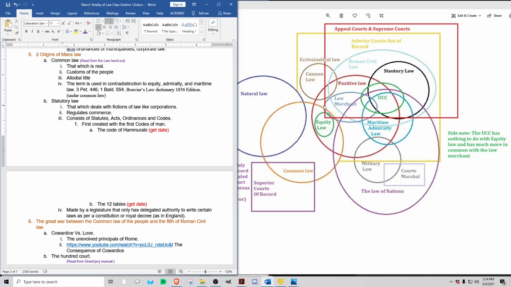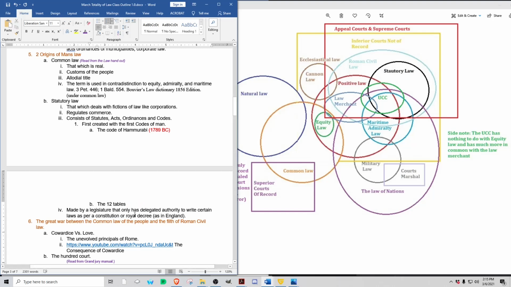Statutory law is that which deals with fictions, like corporations, regulates commerce, and consists of statutes, acts, ordinances, and codes, created with the first codes of man, going all the way back to the Code of Hammurabi, and the date is something like 1789 BC, I believe. So just make a note of that. And also the 12 Tables were one of the bases of Rome, and the date was in the treatise that I just read, so you guys can double check that.